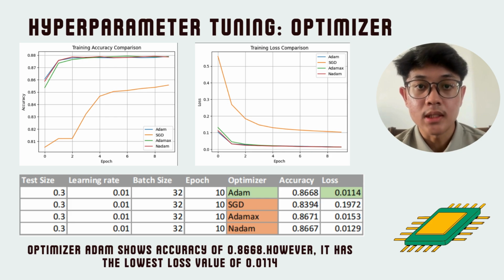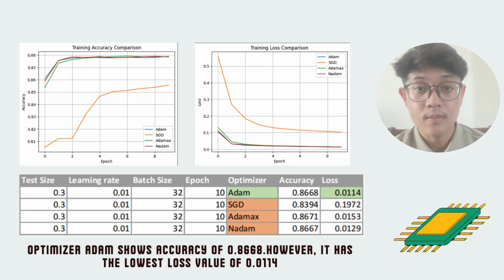This is because ADAM, ADAMAX, and NADAM are adaptive optimizers. They adjust the learning rate dynamically, making learning more efficient, while SGD, using a fixed learning rate, learns slower and is less effective without fine-tuning. That's why it lags behind in both accuracy and loss.